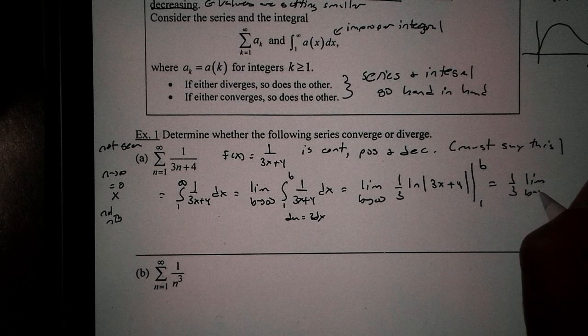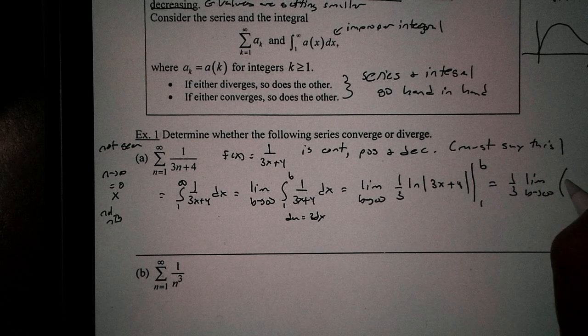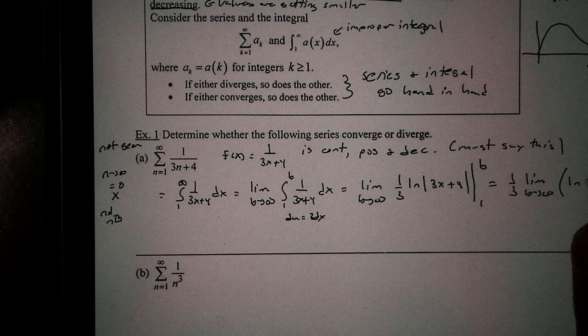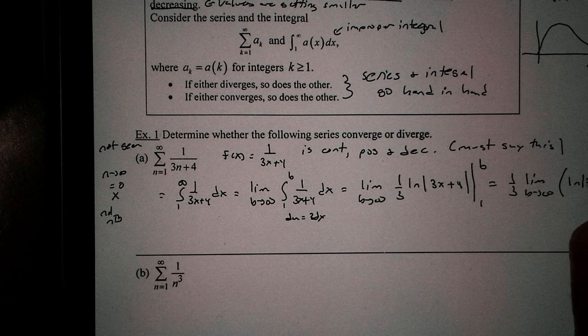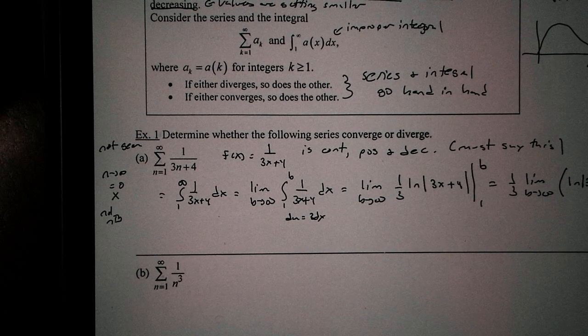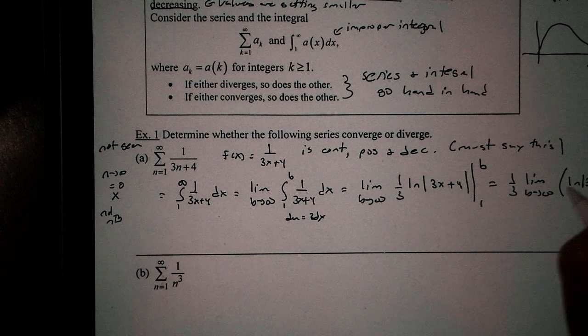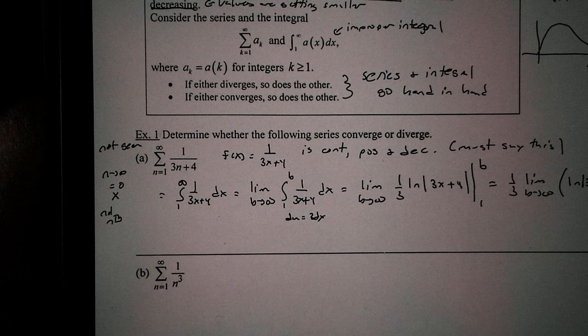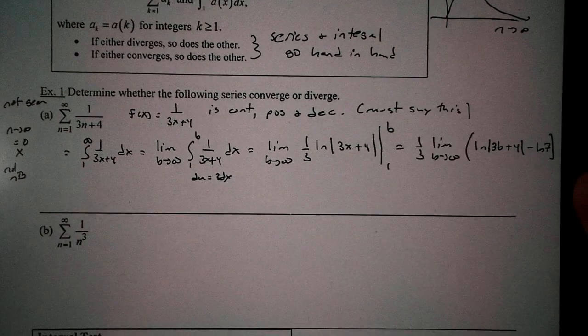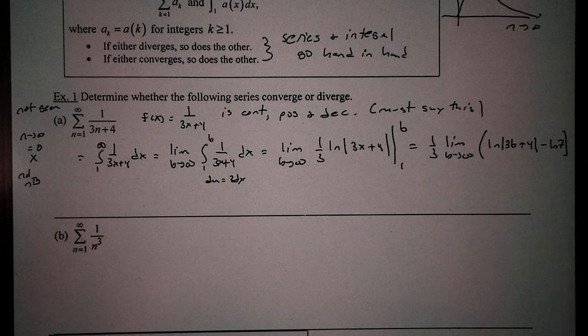Limit as b goes to infinity. And I can just plug this in. We get the natural log of 3b plus 4 minus the natural log, plug in this, of 7. Minus the natural log of 7.